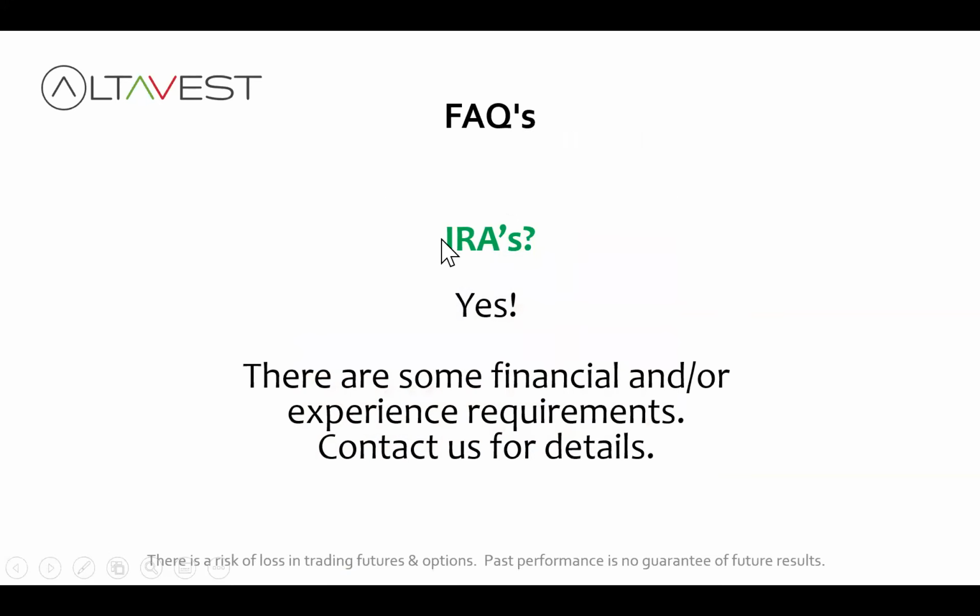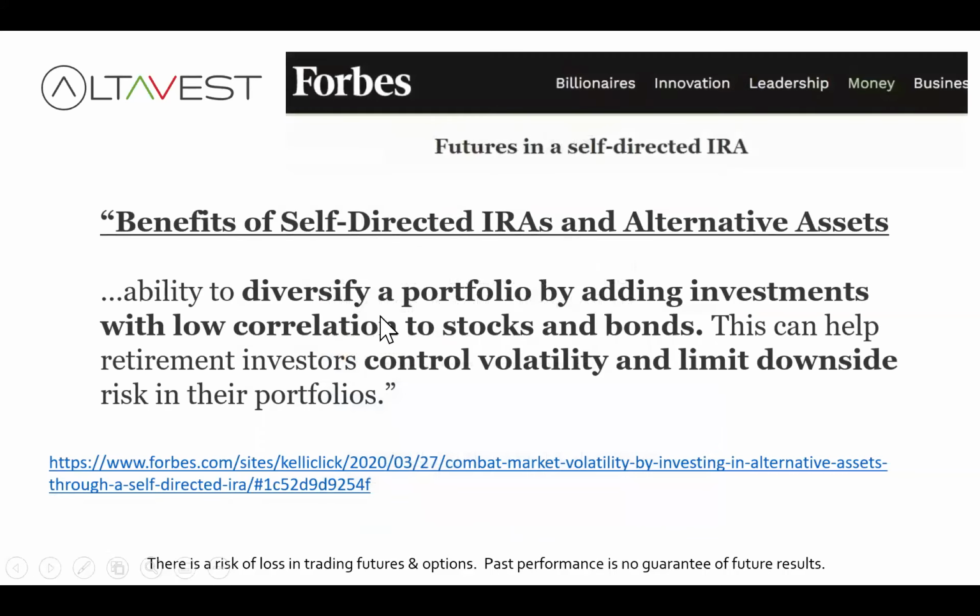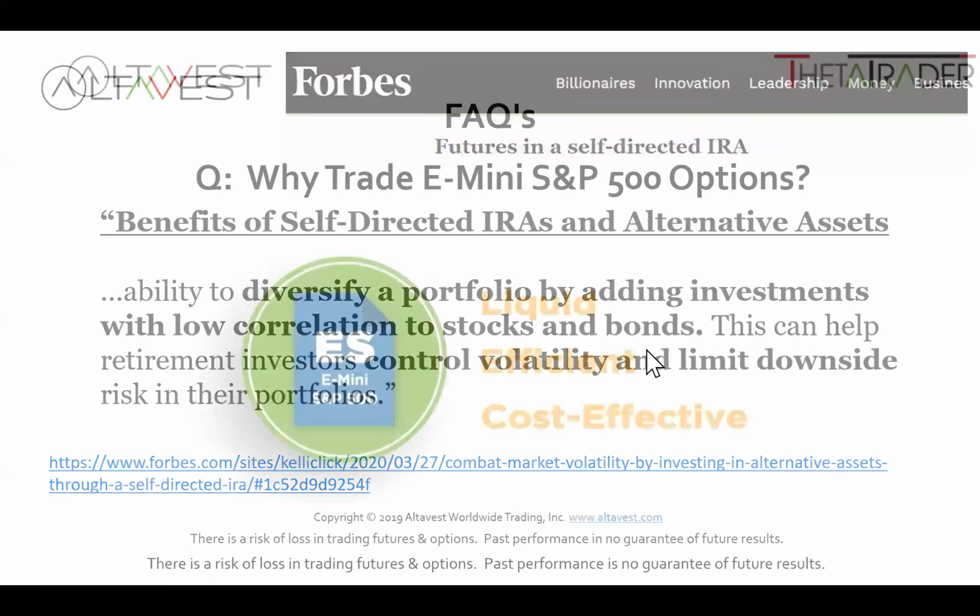Then IRAs, people ask all the time, yes, you can trade a self-directed IRA. There are some financial or experience requirements, so call us first, please. And Forbes talks about investing with alternative assets through a self-directed IRA. It gives the ability to diversify your portfolio by adding investments with a low correlation to stocks and bonds. It may help retirement investors control volatility and limit downside risk. Something to think about.